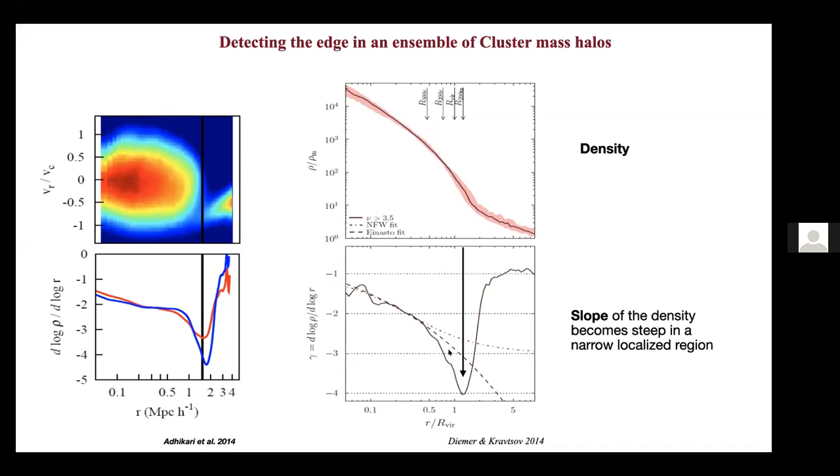So in some early work that we did in 2014, with Dima Kravtsov, we saw that the density profile of the halo becomes very steep in a very narrow localized region at the edge, which traces this boundary between the virialized and the infall region. We call the radius where the slope reaches a minimum the splashback radius. The bottom panel here is showing the logarithmic slope of the density profile as a function of the radius, and the location at which the slope reaches a minimum traces this boundary of transition between the two regions.